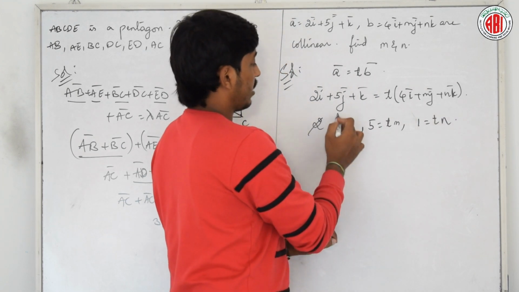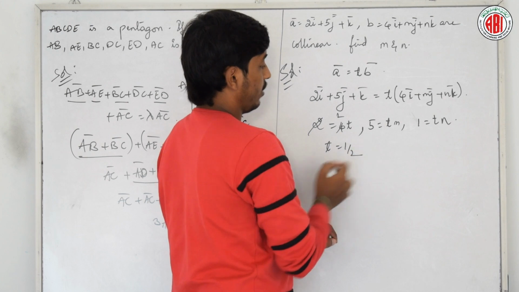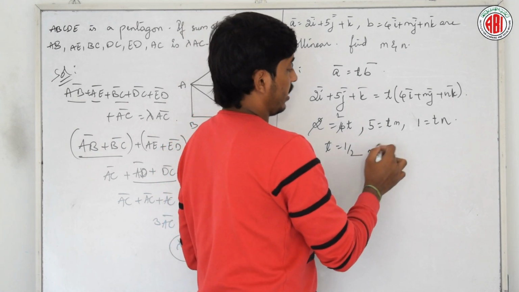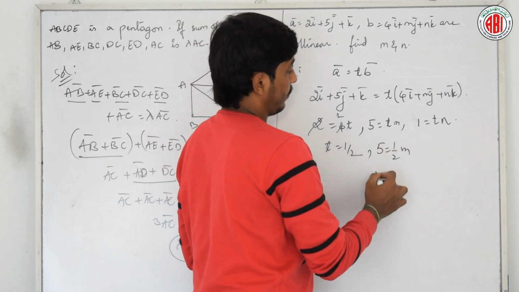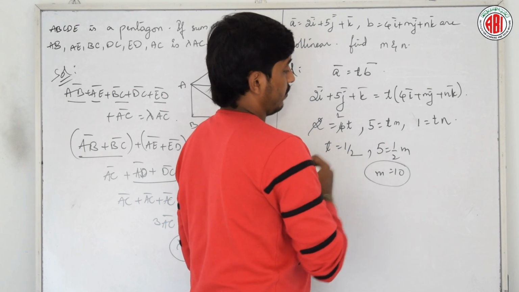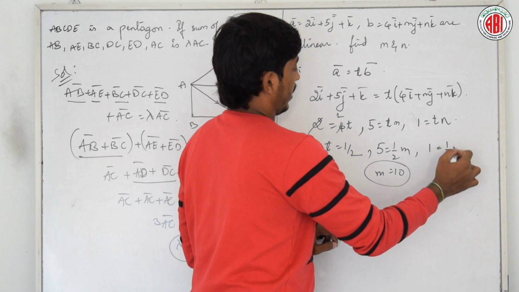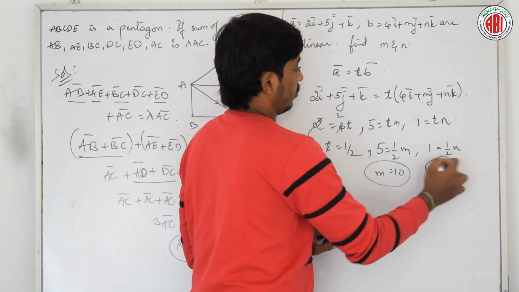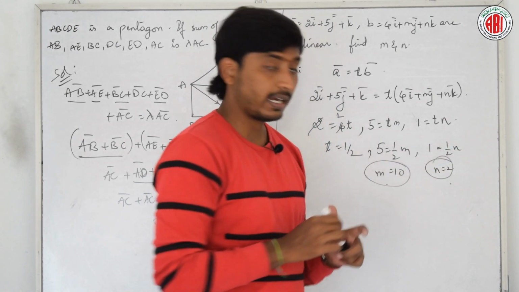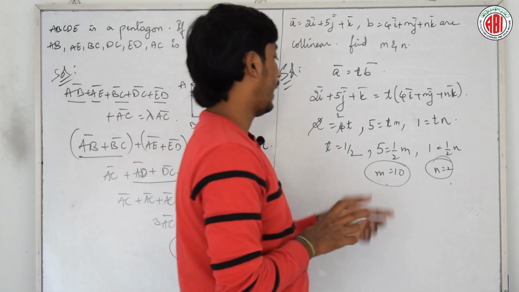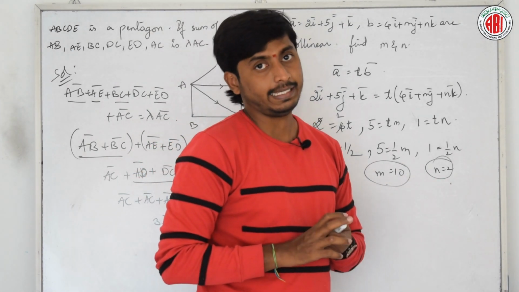Now here 2 ones are 2, 4 twos are 8, the value of T is 1 by 2. Just let us substitute it here. 5 is equal to 1 by 2 m, m is equal to 10. The same, substitute it here. 1 is equal to 1 by 2 n, n is equal to 2. Is it right? We got the values for m and n directly.